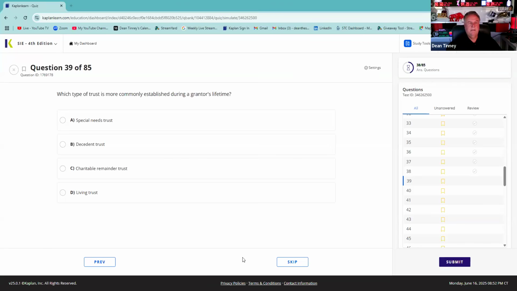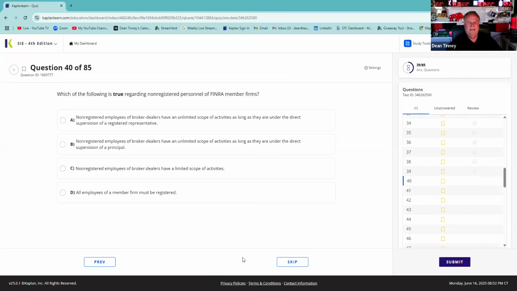Which of the following is true about non-registered personnel of FINRA member firms? So people who are chicken to go get an SIE and a 7 and a 66, or an SIE 63. I'm joking. There are some people that don't want to, and that's okay too. But if that's the case, then you know what follows from that.